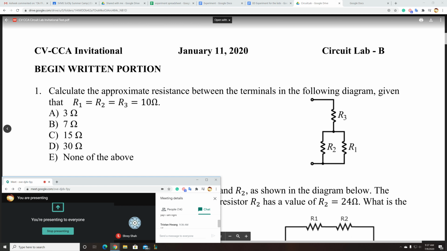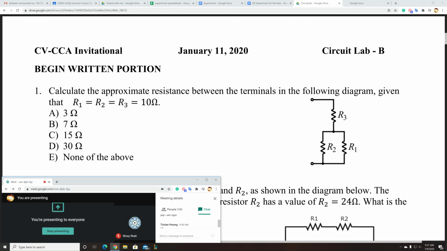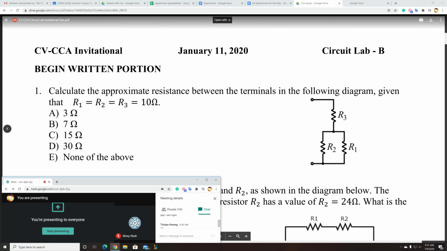Man, Circuit Lab, there's so many people this year. Last year and the year before, no one did Circuit Lab. In fact, the year I started Circuit Lab, only 4 people were in it. Oh well, I guess there's now 10 plus. This year was also 4.